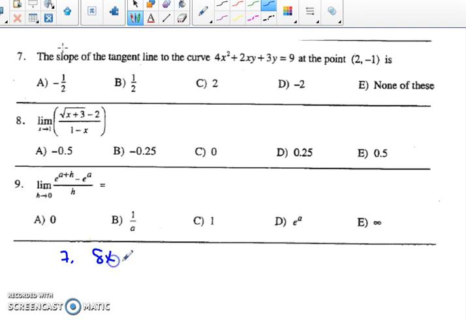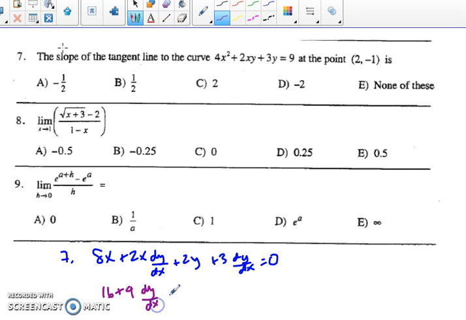4x squared goes to 8x. 2xy goes to 2x dy/dx plus 2y, plus 3 dy/dx, all equal to the derivative of 9, which is 0. Then I'm going to go ahead and plug in my values for x and y. So every time I have an x, I'm multiplying by 2, leaving my dy/dx there. Every time I have a y, I'm multiplying by -1. And now I can just go ahead and solve for dy/dx.